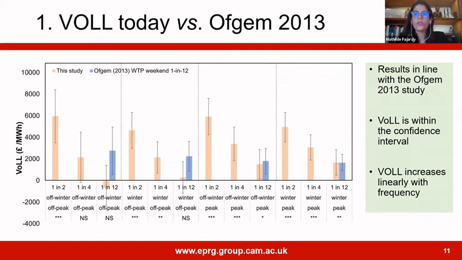So this graph shows VOL for different frequency of interruptions, once every 2 years, once every 4 years, once every 12 years, different time of day, off peak or peak time, and time of year, winter or off winter. The error bars represent 95% intervals, and the blue bars correspond to the Ofgem results. The bottom line also indicates whether the value was statistically different from zero. NS means not statistically significant, and stars indicate the level of statistical significance.